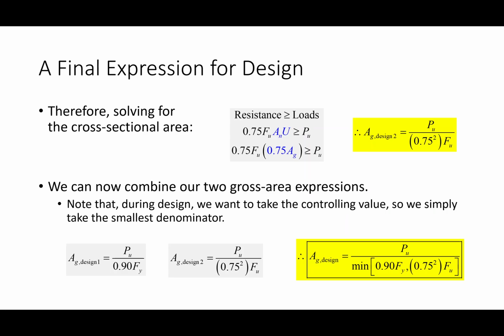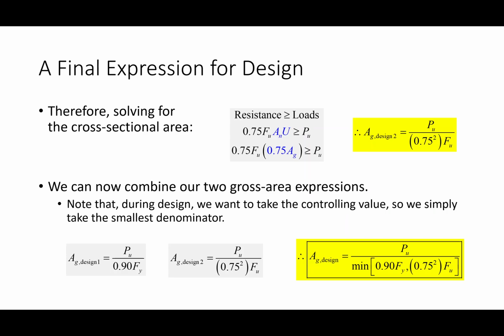So I've got this one for gross section yielding, and this one for net section fracture. Let's just keep this simple and compute one for the whole kit and caboodle. If we're trying to figure out which one governs our design, we'll just take the minimum of these two denominators, because the minimum of these two denominators is going to yield a larger gross area, which is going to yield a more conservative design, because we have to pick a member that satisfies both limit states. Does that make sense mathematically?